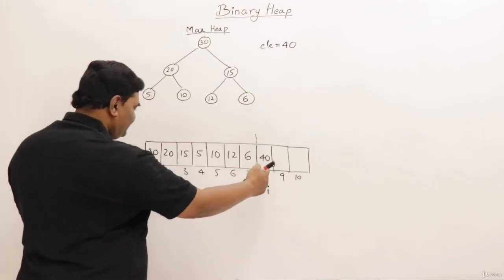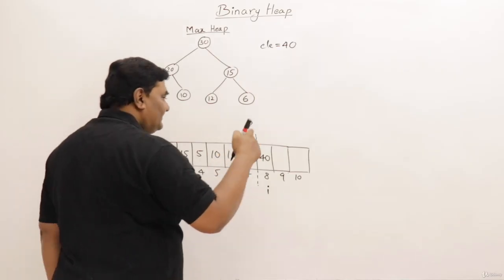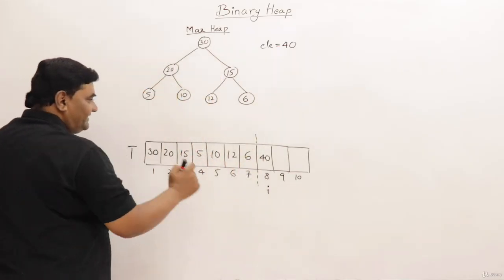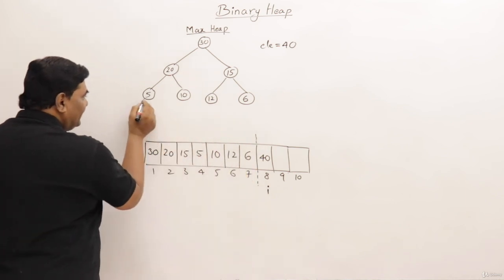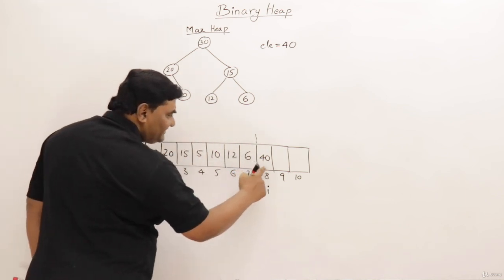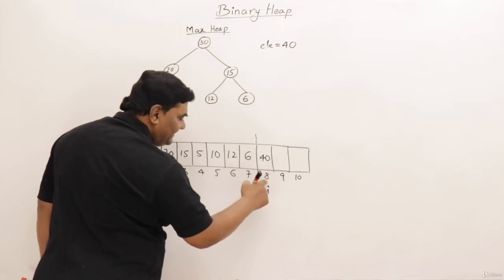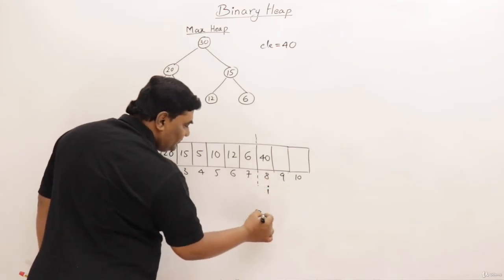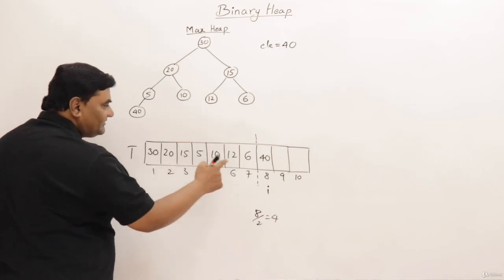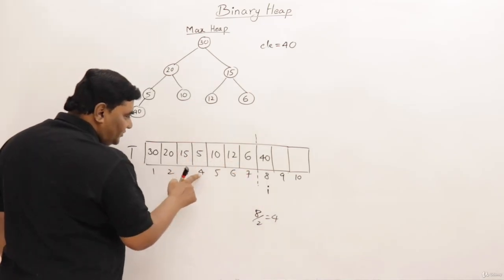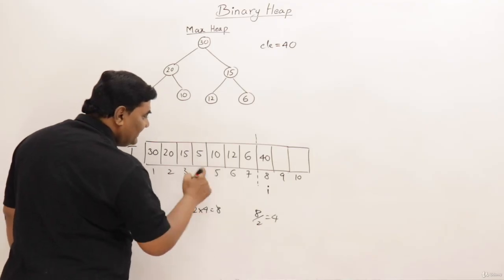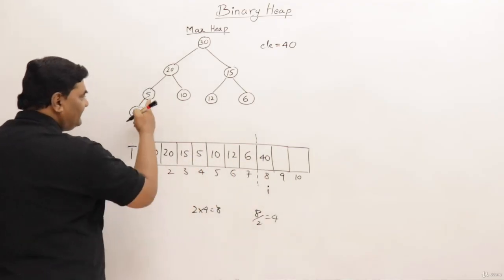So when the element is inserted, there should not be any gaps. That is the reason it is inserted here. Then where will it be in this diagrammatic representation? 40 is a left child of 5. How? See, who is the parent of index 8? 8 by 2 gives what? 4. What is the value there? 5. So for 5, 2 into 4 is 8, right? So this is the left child of 5.